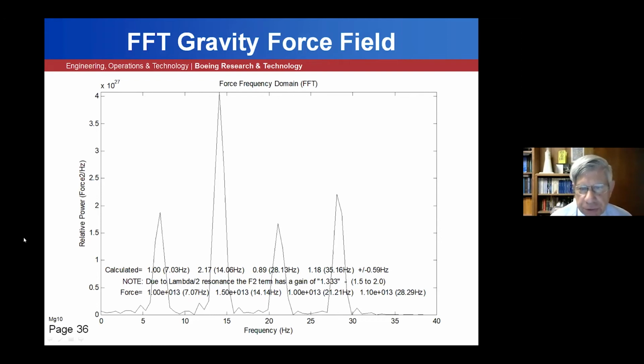The frequency numbers are just a hair different because this is 707, 14.1. This is your driving frequencies. Amplitudes are almost identical. It's 1 for the fundamental, 1.5 for the second harmonic, and it's 1 for the third and 1.1 for the fourth. They're too close not to be related.